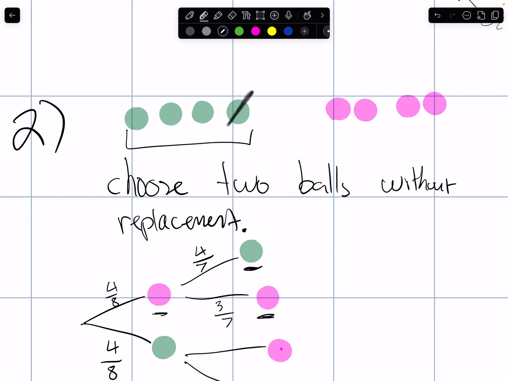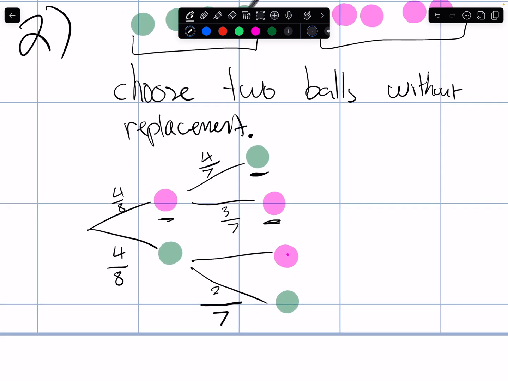So I had 4. I've taken 1, and now that means I have 3 greens and 4 pinks. So I only have 3 greens. Same as said here, I have 4 pinks out of 7, right? And you can see the probability changes from the first event to the second event. The probability of choosing a pink the first time is 4/8, then choosing another pink the second time is 3/7. So the second outcome is dependent on the first outcome, right?